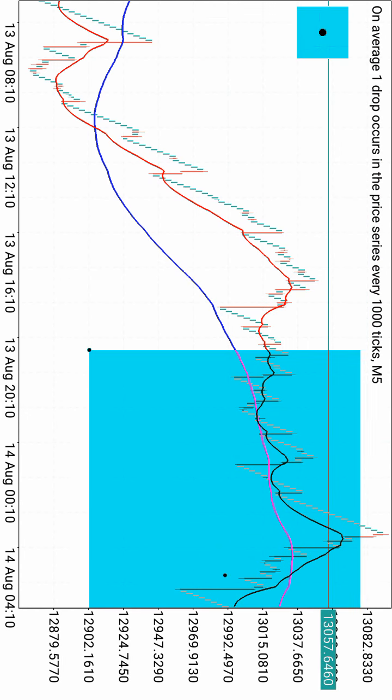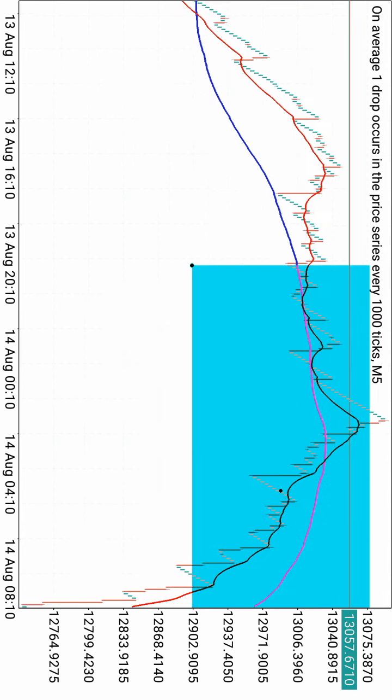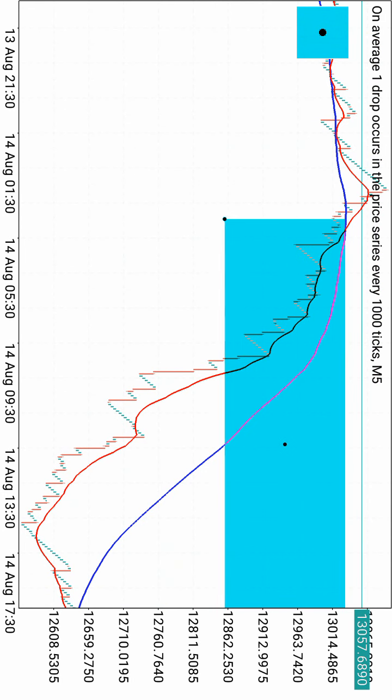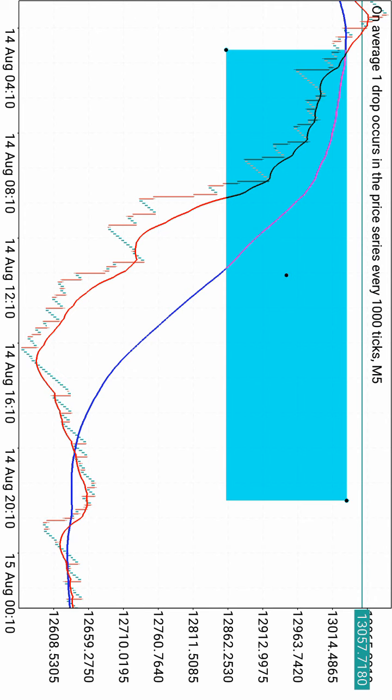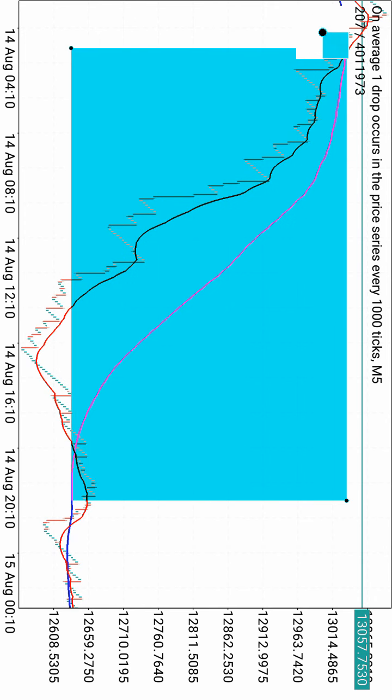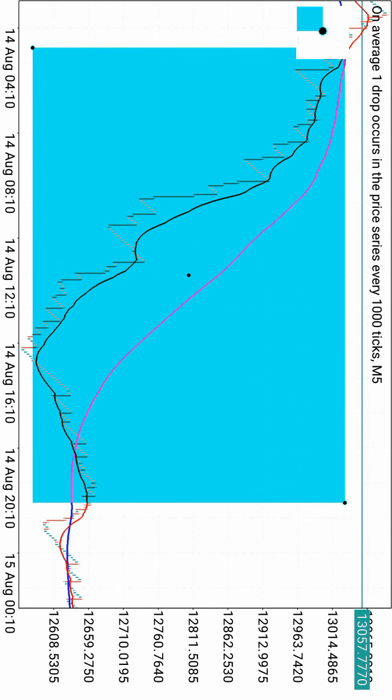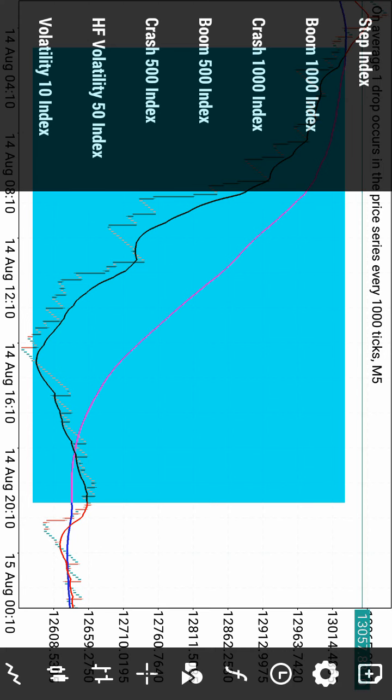Okay guys, look here, after the cross the market started going up, and after the cross look at this corner. Look here, and this is your sell trade. Okay, I hope you guys understand.